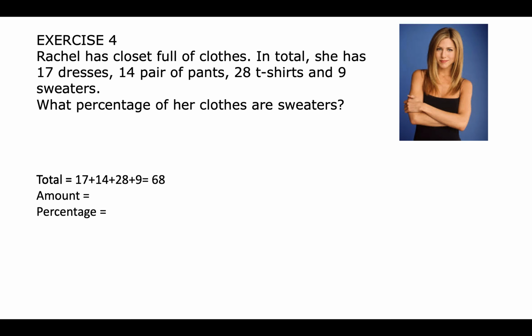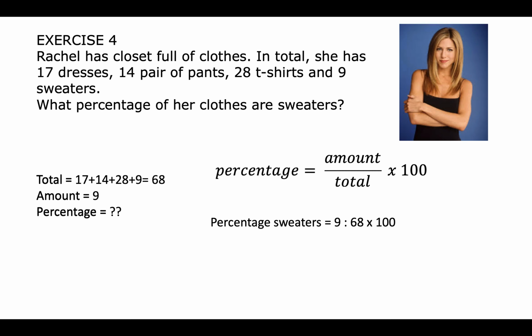We know the amount of her clothes that are sweaters, because there are 9 sweaters, and the question is the percentage of her clothes. So we use once again the formula to calculate the percentage, and that in this case is 9 divided by 68, the amount divided by the total, times 100 is 13.2%. Once again, round percentages to one decimal.